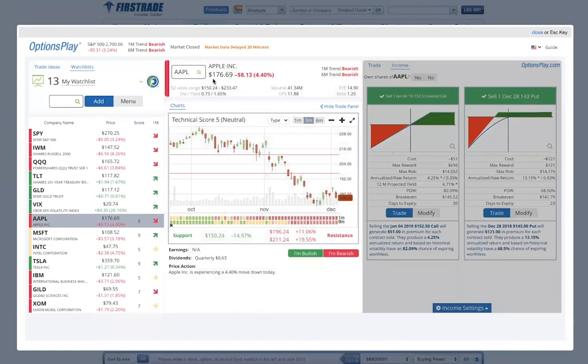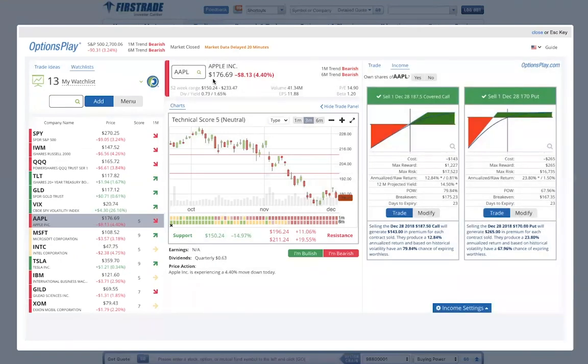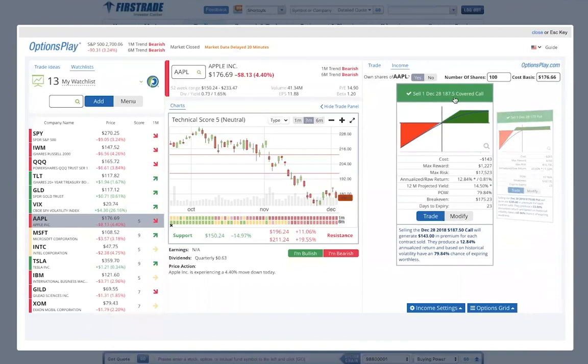So if you own Apple stock, you want to be able to sell your stock at a profit, but generate some income to do so by selling a covered call. This tells you exactly where to start: at the December 28th, 187.5 covered call. It breaks down the trade for you so you know exactly how much income you're receiving, what the yield on that income actually is, and it breaks it down for you in plain English. Compare that with using an option chain.